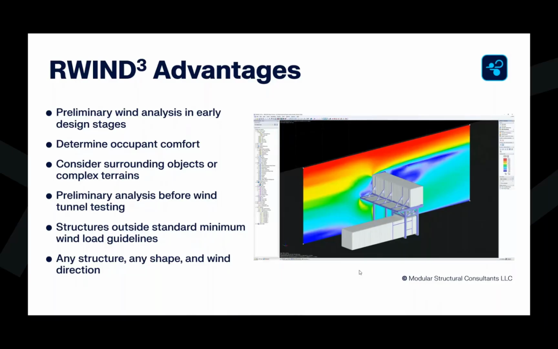But when we have complex geometries that the code really does not touch upon, we see this used a lot with fabric tensile structures, or buildings that have a lot of reentrant corners or adjacent objects. This allows us to dive a little deeper into the wind analysis and provides a tool to double check our guesses and estimations. All in all, this program can be used for any structure type. It's not just buildings, but really anything is possible, any shape and any wind direction, because we have the ability to rotate that wind tunnel as well.